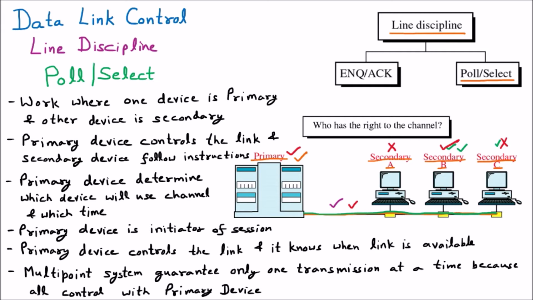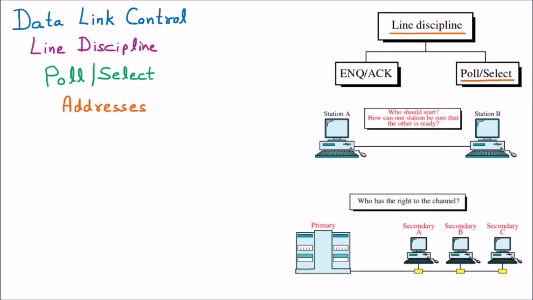Now we are discussing the addresses. Addresses is like addressing, meaning we give every system a specific address. Now we know that there are two types of configuration. One is the point to point and one is the multi-point.